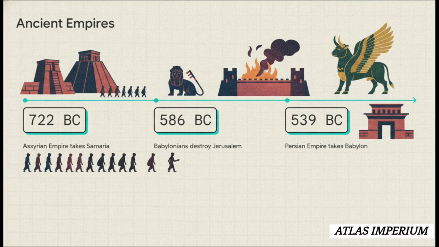Then the Babylonians roll in. Around 586 BC, Jerusalem rebels, and the Babylonians essentially destroy the city, forcing a massive forced relocation of the population to Babylon. But hold on, because just a few decades later, in 539 BC, the geopolitical map completely flips again when the Persian Empire conquers Babylon.